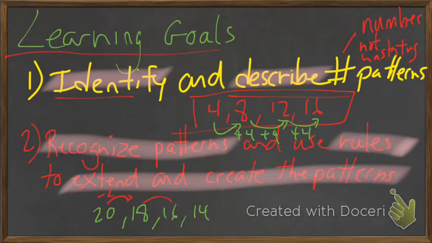It can also work for multiplication as well. If we go 2, 4, no, let's get a better example. Let's do 6, 12, 18, 24, and so on.